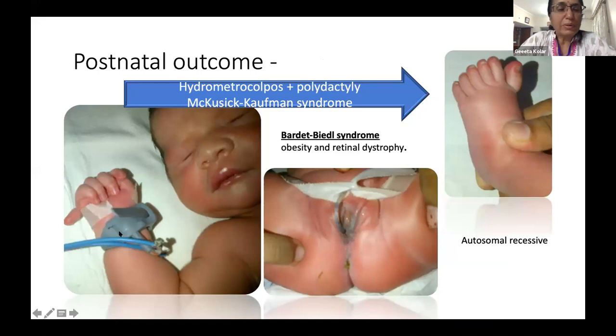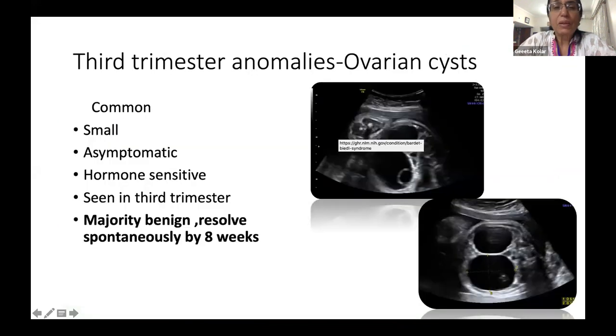In the postnatal outcome, you can see the same extra finger, female gender, polydactyly, and this gave us a diagnosis of Kaufman syndrome, which is autosomal recessive. But we cannot differentiate Kaufman syndrome from Bardet-Biedl syndrome until we follow up these babies. If they develop obesity and retinal dystrophy, it goes more in favor of Bardet-Biedl syndrome.